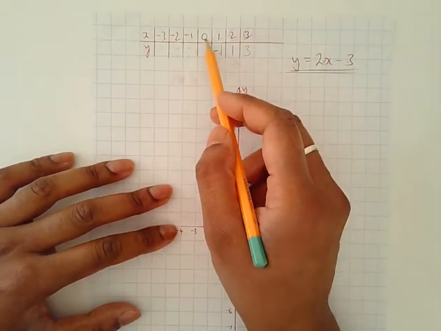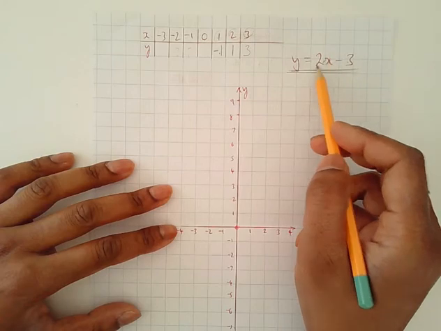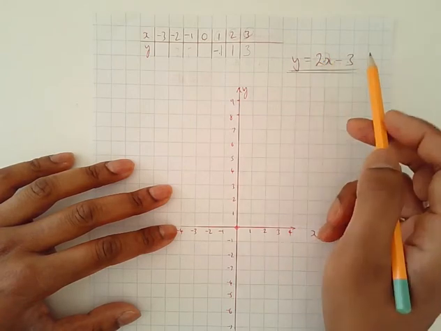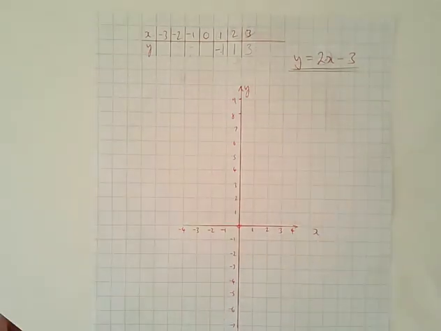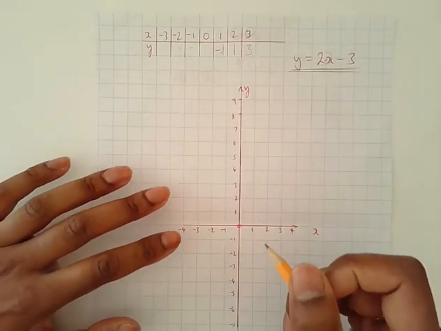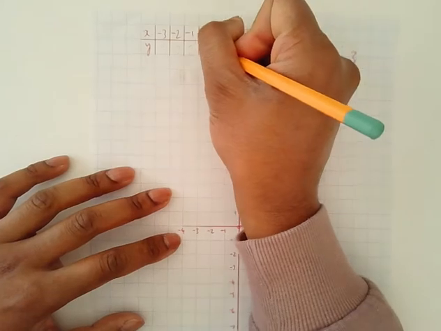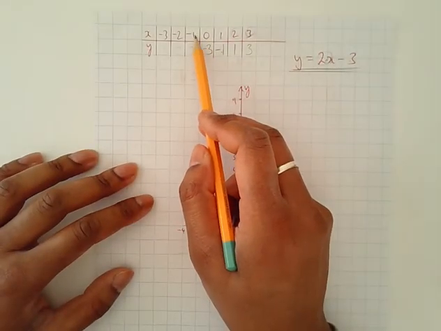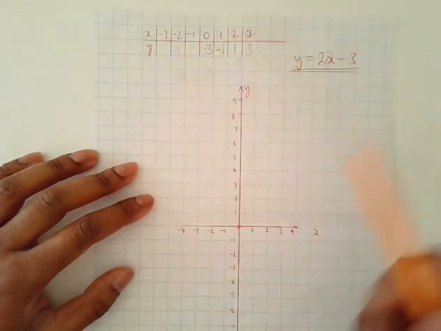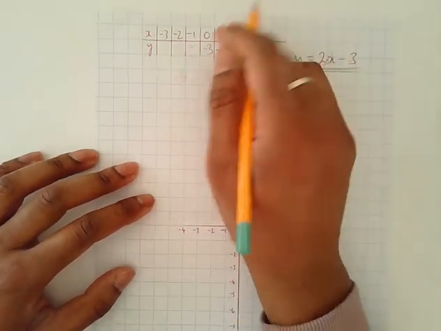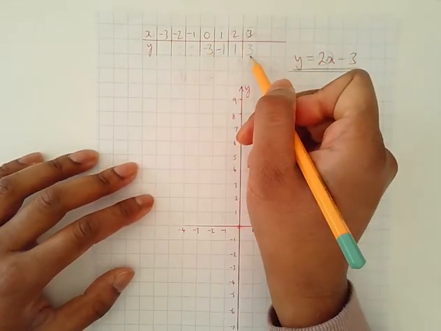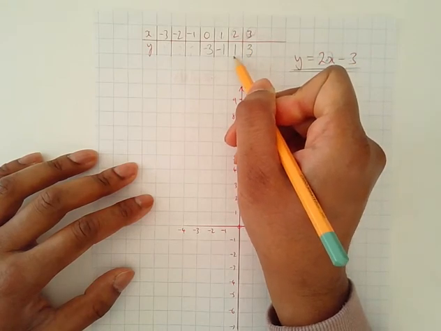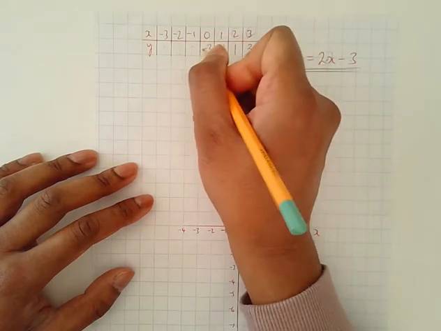Right, now replace the x with 0. 2 times 0 is 0. 0 take away 3. Check on the number line. It's minus 3. Right. I could substitute the negative ones, the negative 2s and so on, but I can see there's a pattern emerging here already. I started off with a 3 and it went down to 1, then it went down to minus 1 and then minus 3.